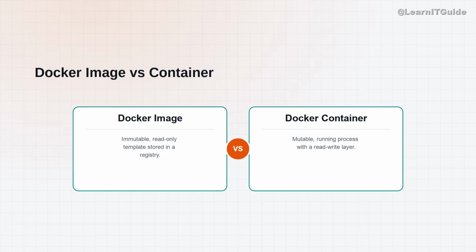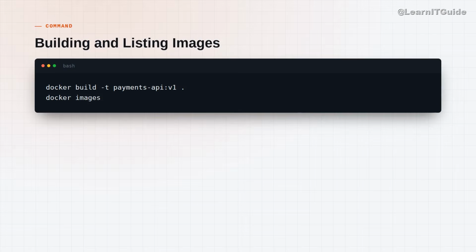To understand the difference, look at this side by side. The image is immutable and stored in a registry, while the container is a mutable runtime process. They share the same underlying base, but one is a static blueprint and the other is a dynamic environment. When you run the build command, you are creating an immutable artifact. Notice we tag it with a version. This is critical for production traceability.